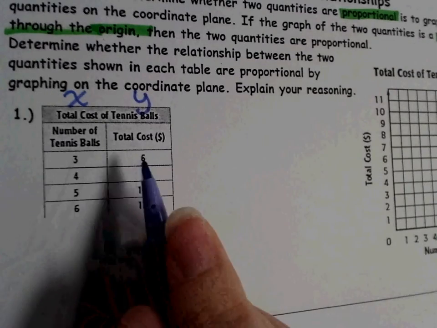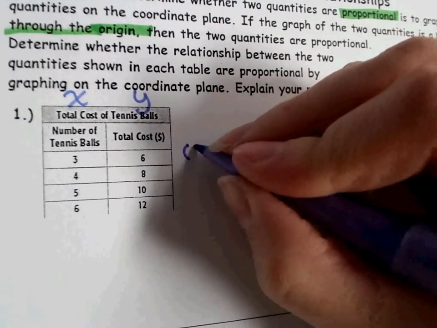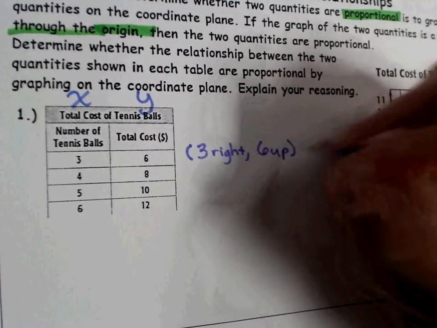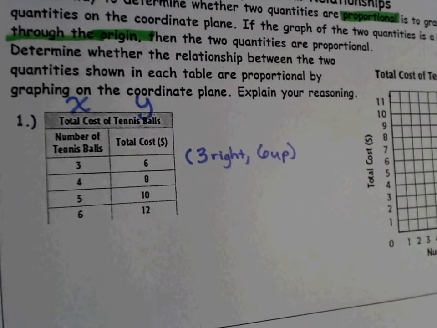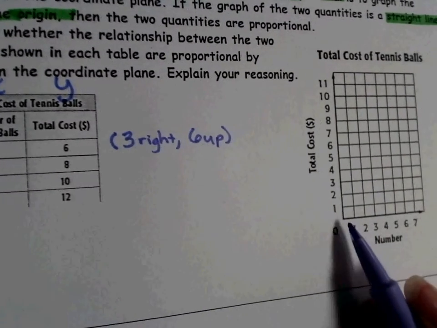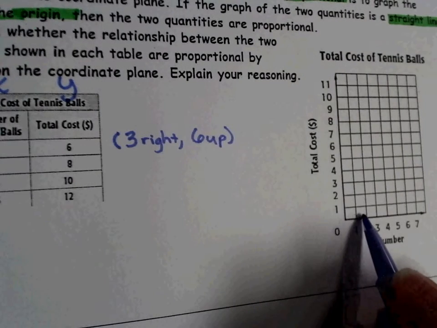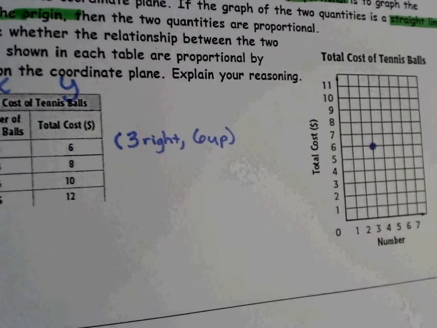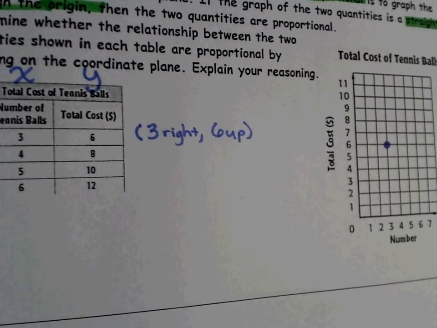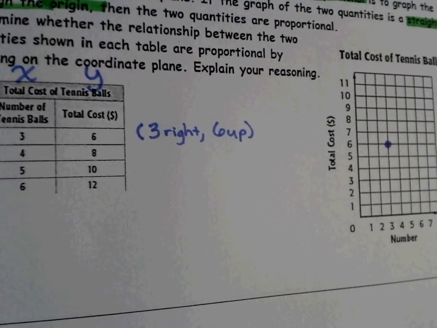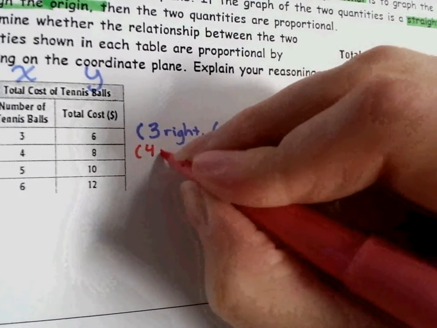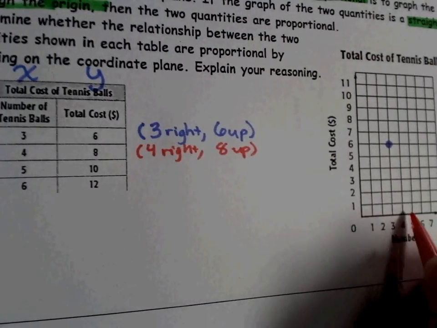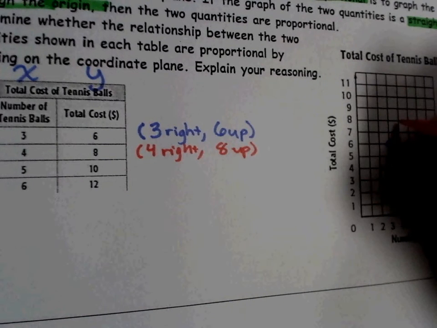So when I'm graphing 3, 6, that basically means I'm going to go 3 to the right and then 6 units up. That's what it means. 3 to the right, 6 units up. And I always start at the origin. So I'm going to go 3 units to the right and then 6 units up, and that's where my first point is going to be graphed. For the next one, 4, 8 means I'm going to go 4 units to the right and 8 units up.